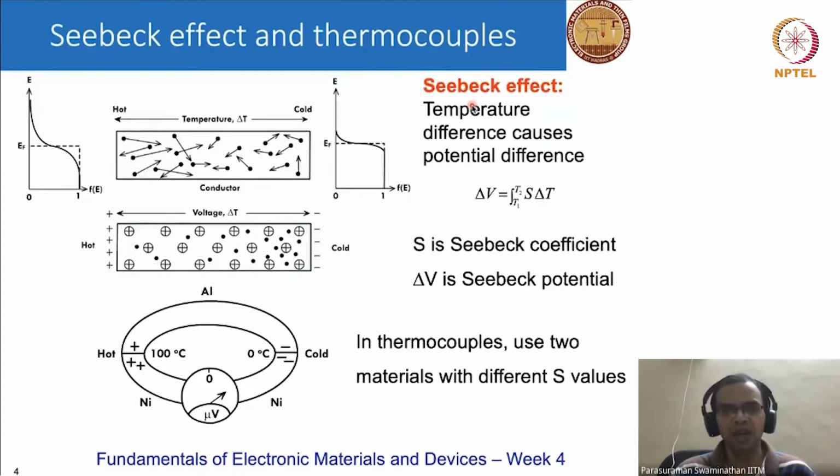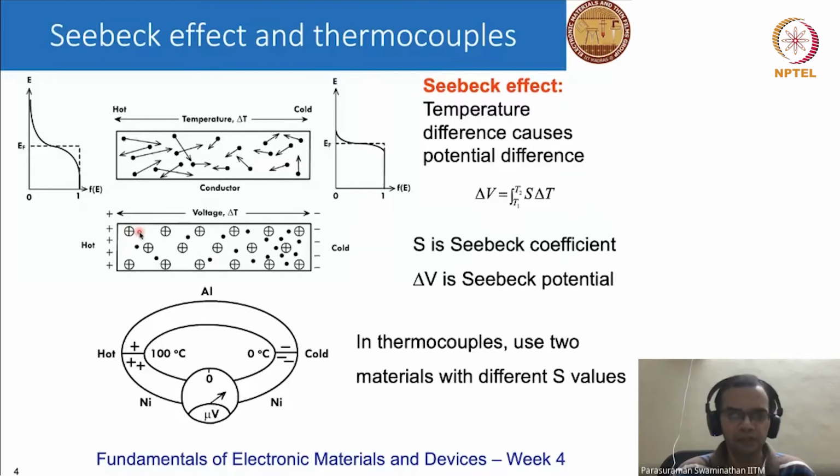Metal-metal junctions are useful in the case of thermocouples. They're primarily used to measure temperature. They work on the principle of the Seebeck effect, which says that if I have a single metal, one end of which is hot and the other end of which is cold, there is a voltage difference simply because at the hot end, the electrons have a greater mobility than the electrons at the cold end.